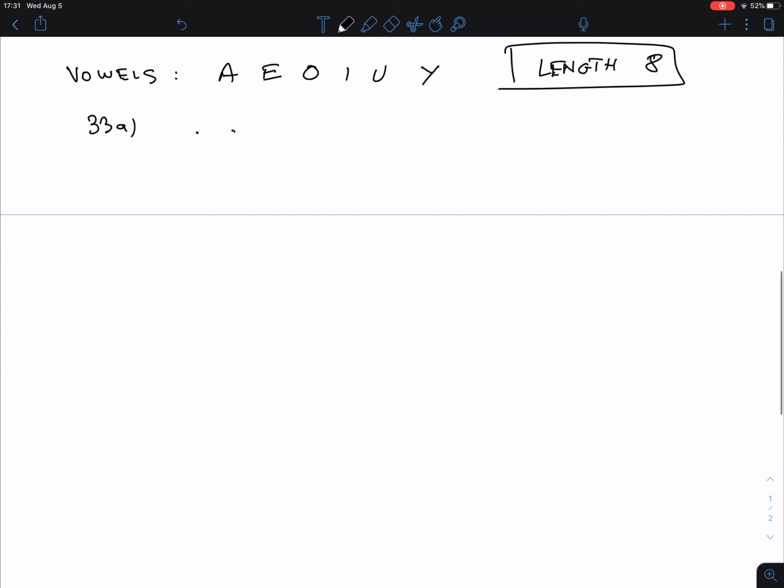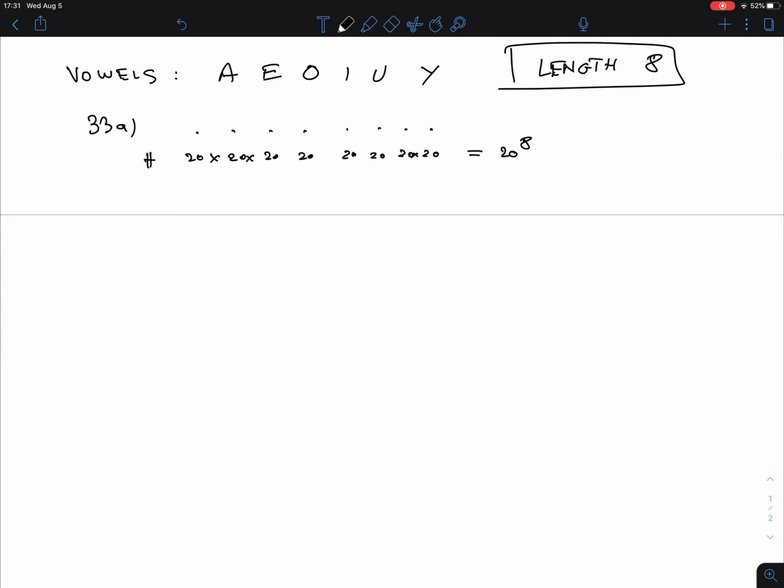Okay, so 33A, how many contain no vowels? Well, 1, 2, 3, 4, 5, 6, 7, 8 spots, and in each of these 8 spots I have to put something. And how many choices do I have? Well, I cannot choose a vowel, so of the 26, I have 20 I can use. So 20, 20, 20, 20, 20, 20, 20, 20. Now the big question is, what do I do with the 20s? Add them or multiply them? Since every choice is independent and I have to end up with 8 choices, it is multiplication, right? So the total number is 20 to the power 8, which is a big number, so I'm not going to even calculate that.